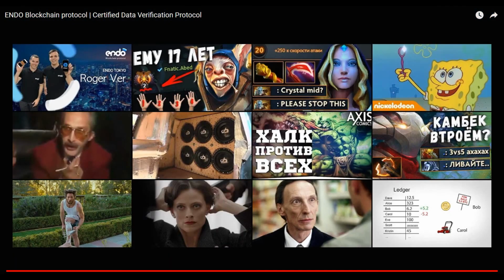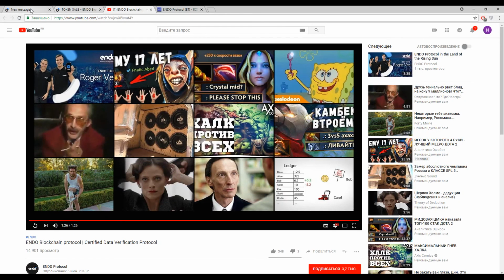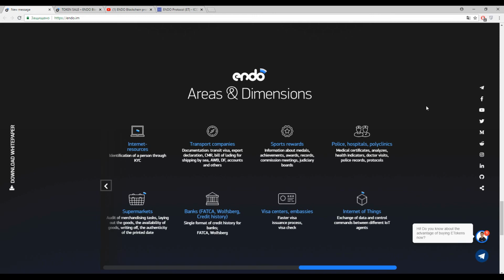So guys, this is the Endo protocol. And as usual, I have got only one question. Will this platform be safe with the appearance of quantum supercomputers? And as always, the answer is the only one.